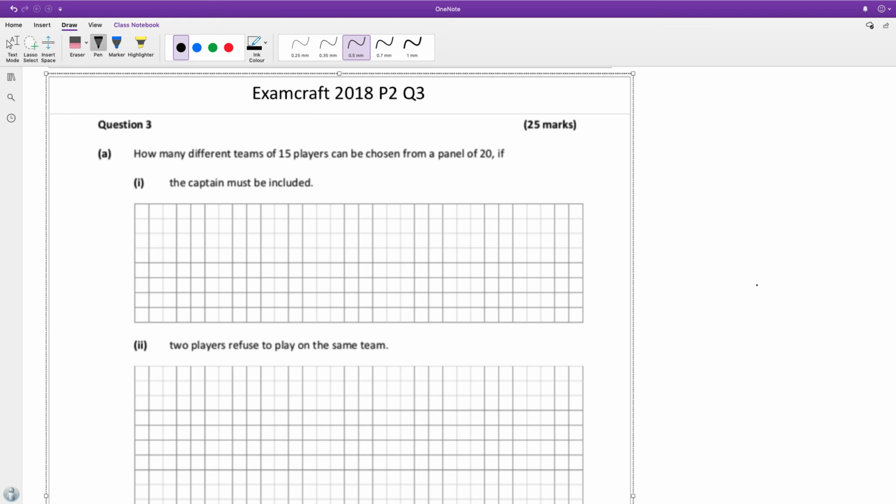Combination, chosen. Chosen throws it out straight away. You see chosen, it's combinations. It doesn't make a difference. Anyone know why it's combinations anyway? It's 22-15, but it doesn't make a difference what order they're in.